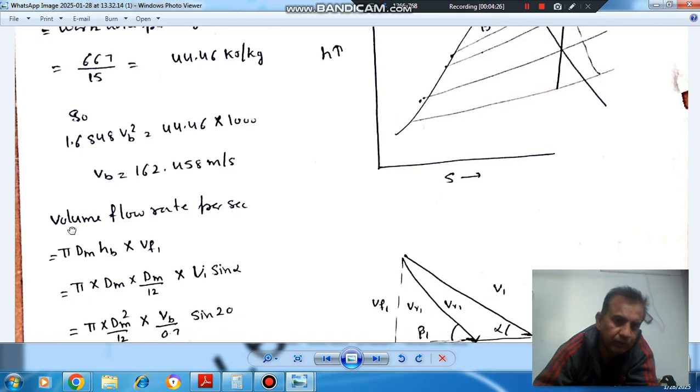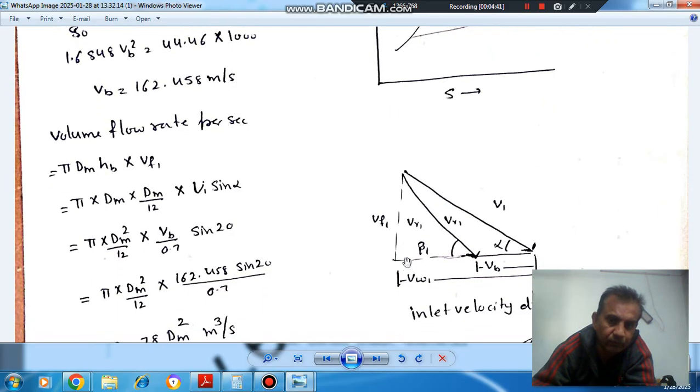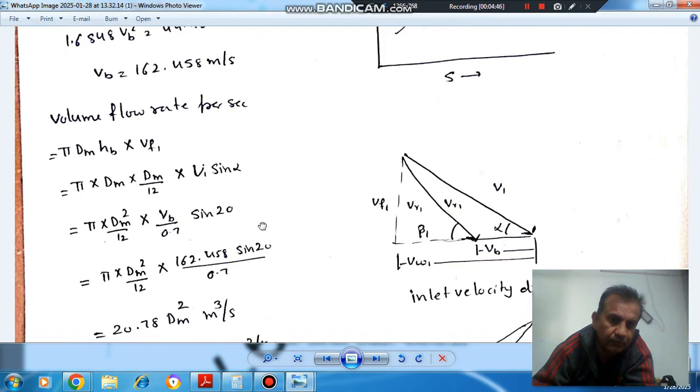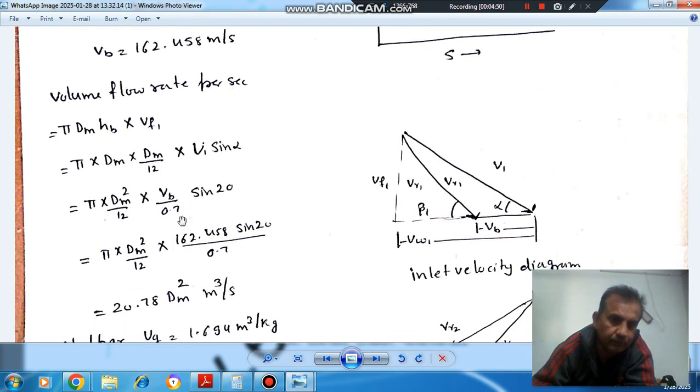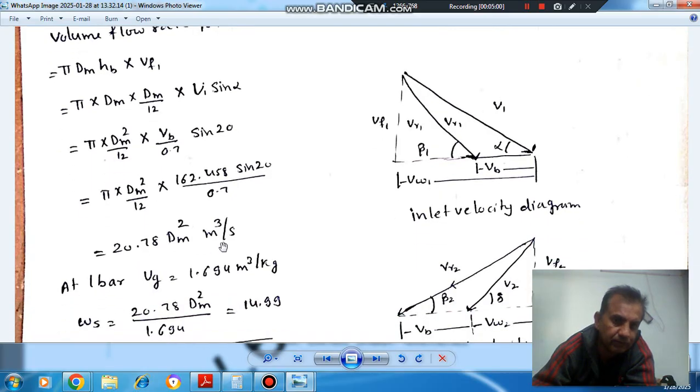And we know that volume flow rate is pi Dm Hb into Vf1, where Hb is blade height and Dm is mean blade diameter. As blade height is 1 by 12 of mean diameter, it is Dm by 12. And Vf1 from the velocity diagram is V1 sin alpha, and V1 is VB by 0.7. VB we have calculated. Now we have the equation in terms of Dm. That comes out as 20.78 Dm square meter cube per second.